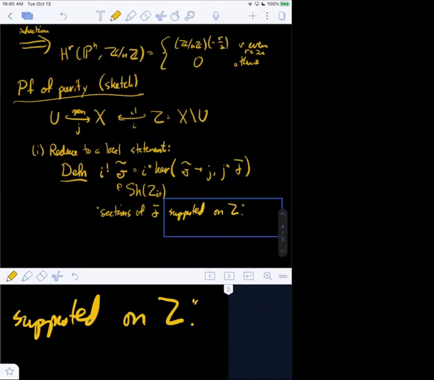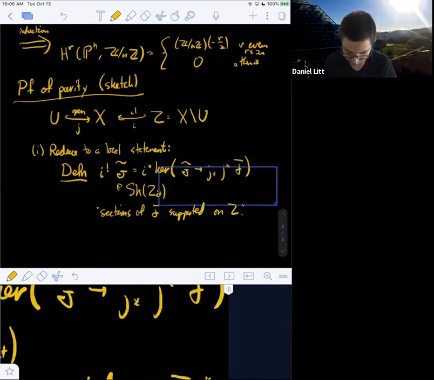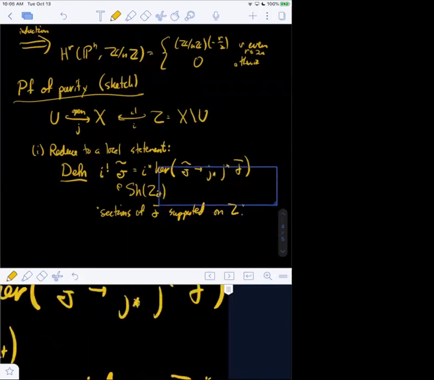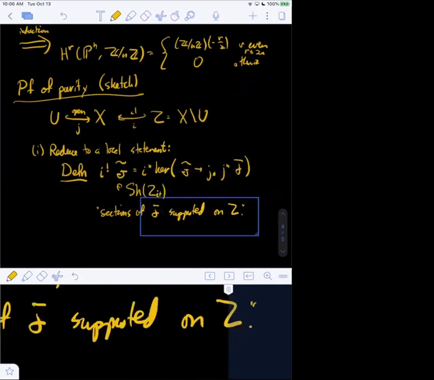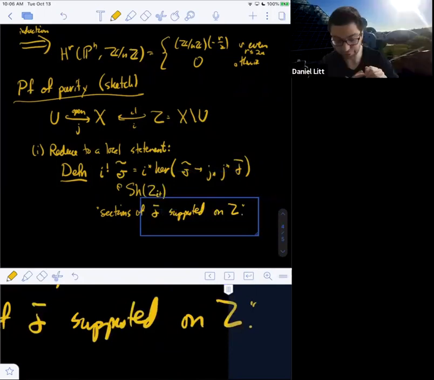Excuse me, the first J, is it a lower star or a lower shriek? That's a lower star. Thank you. If it was a lower shriek, then I think you would just get 0. Or no, sorry, then you just get I upper star of F. Sorry.